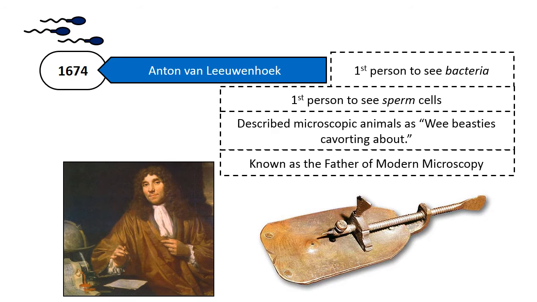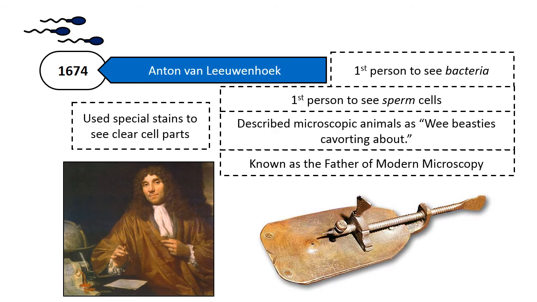He's known today as the father of modern microscopy because he developed a bunch of special stains so that he could see things in a cell that other people weren't seeing. And we still use some of his stains today. And in fact, in class, we're going to be using some stains so that we can see some of the clear cell parts as well.